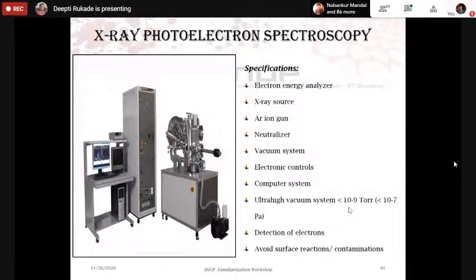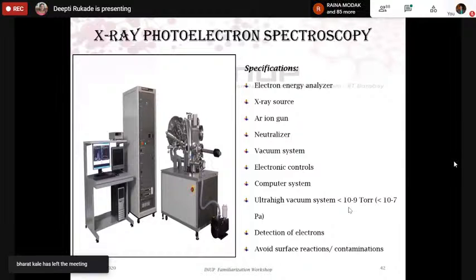Then we have an XPS setup. XPS is a very important tool, another characterization tool that gives us the elemental composition of a particular thin film. XPS can be used in different modes. The XPS that we have currently at IITB NF will give you the elemental composition of the thin film that you have deposited or have used for your research. Also, you can go ahead with calculation of band gap by using some data from XPS.